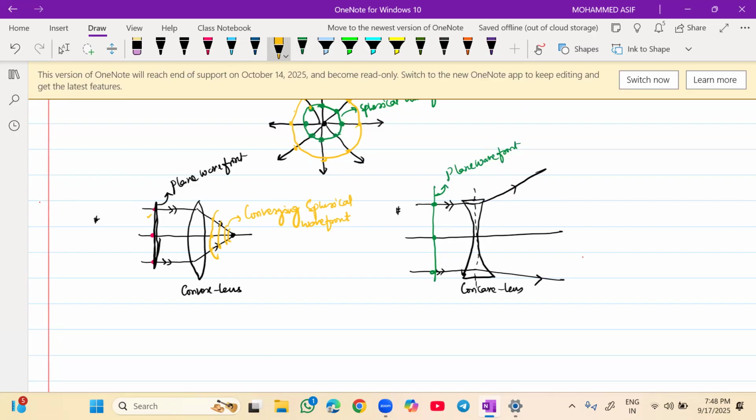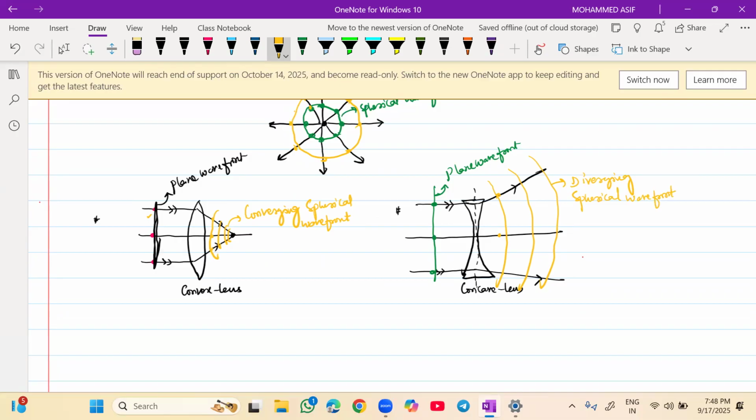When a plane wavefront is incident on a concave lens, what type of wavefront will we get? It is going in an outward direction like this, so this is giving a diverging spherical wavefront. Am I clear with this question?